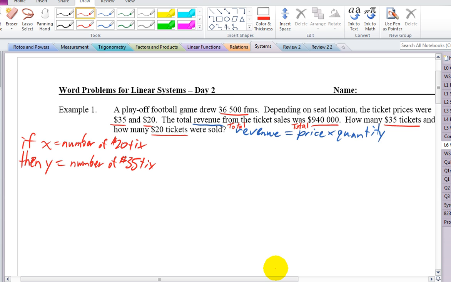If everyone bought a ticket and went to the game, there's equation number 1. The number of tickets at $20 plus the number of $35 tickets equals the total number of people at the game. Kind of makes sense because you need a ticket to get into the game. So that's equation number 1. X plus Y equals 36,500.